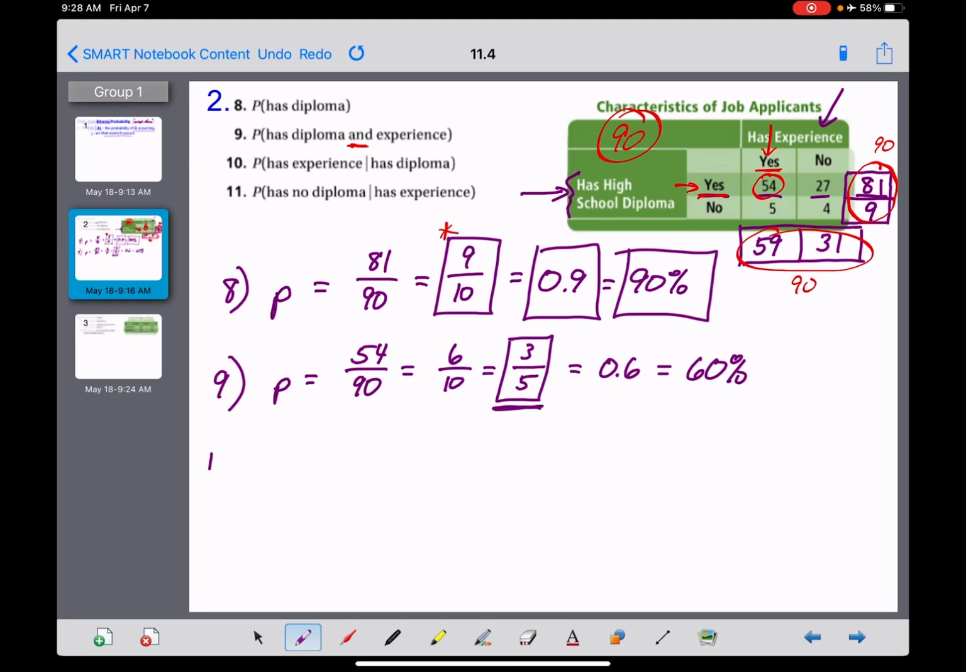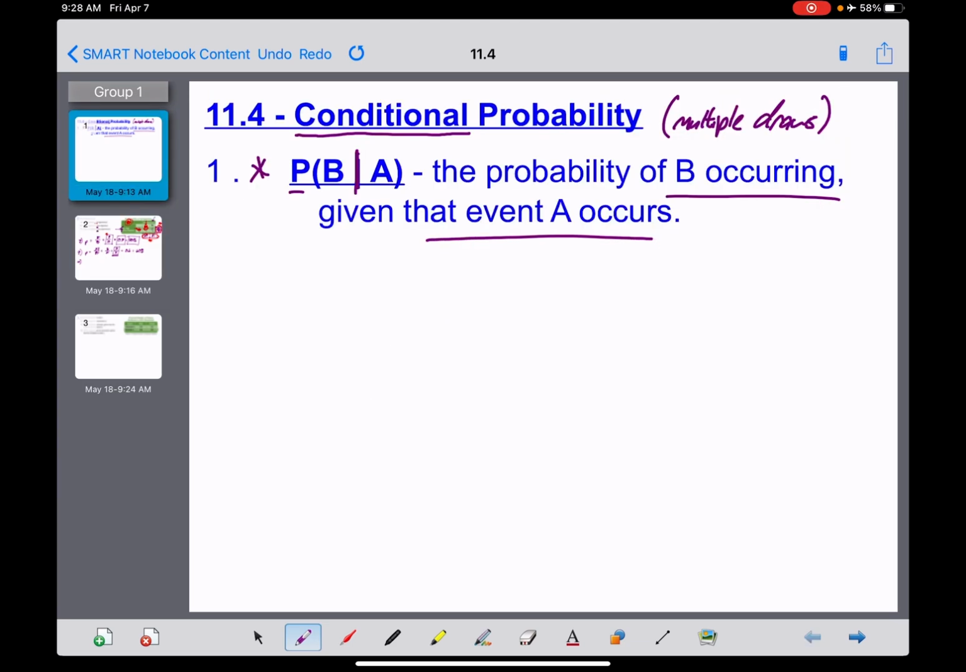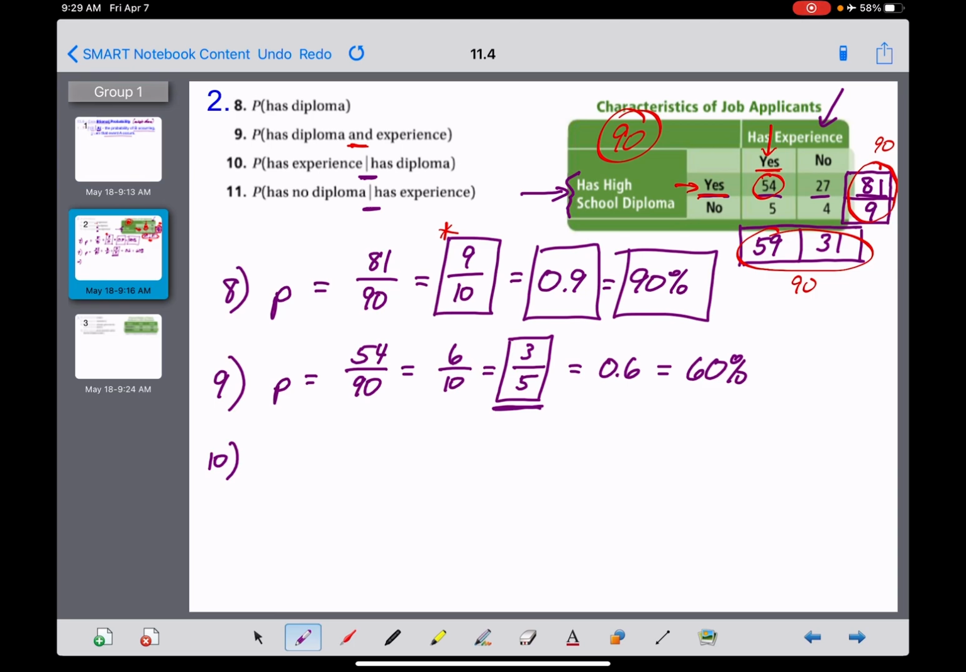Now, moving on to number 10 and number 11, these problems are new because they contain that goofy little vertical bar right there that we just defined on the previous slide. So we're talking about conditional probability here, and we want to know the probability of B occurring given that event A occurs. You got to be careful about the order here, guys. A is kind of the given right here, which is the second thing that's listed, and B is what we're trying to measure the probability of.